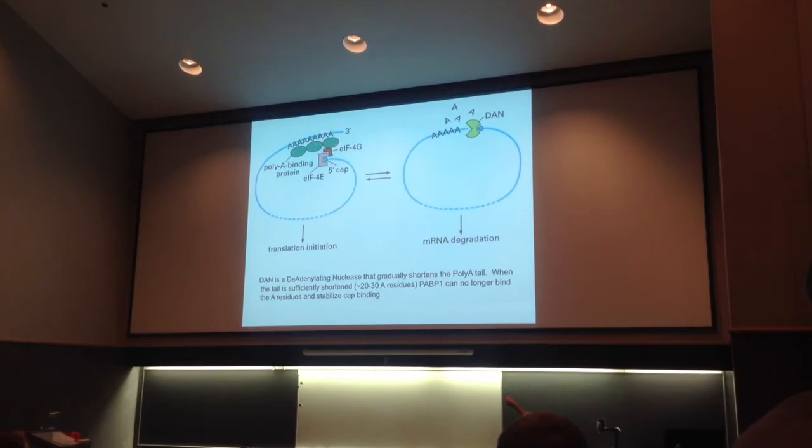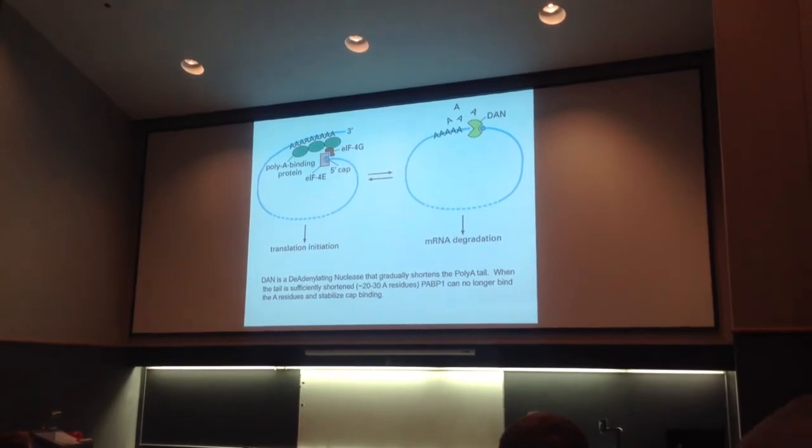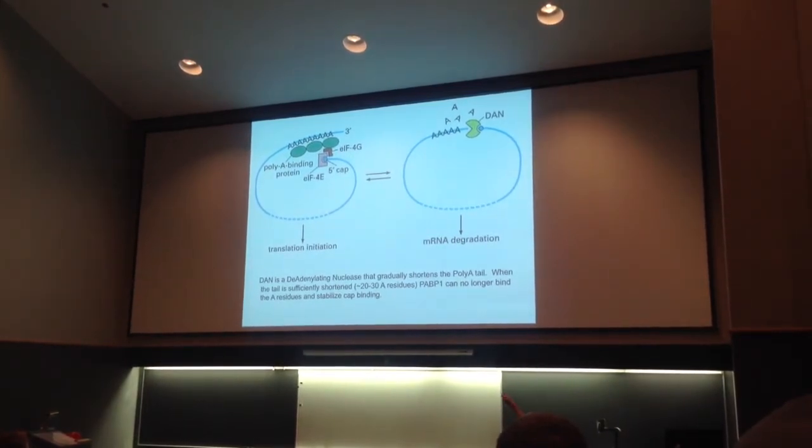He removes 20 or 30 or so residues. Remember, as this cartoon is fairly accurate, each of these PAB binds about 3 or 4 adenosine residues. So if you take off 20 to 30 residues, every time translation is there, DAN takes those off. You shorten that poly-A tail by 20 or 30. You shorten this poly-A binding protein by 4 or 5 units. And so every time the messenger RNA is translated, it gets shorter and shorter and shorter.